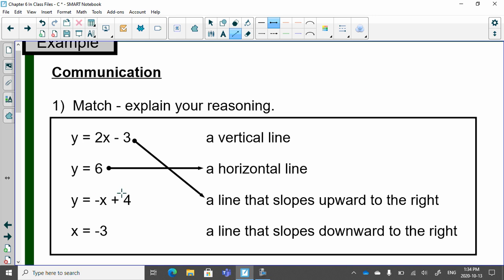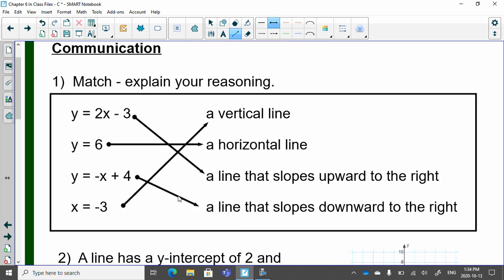Y equals negative x plus 4. Because of the negative in front of the x, that is a line that slopes down to the right. And finally, x equals negative 3. This is the only equation of a line that starts with an x, not a y. This is your vertical line. The slope is undefined. We've got a vertical line.